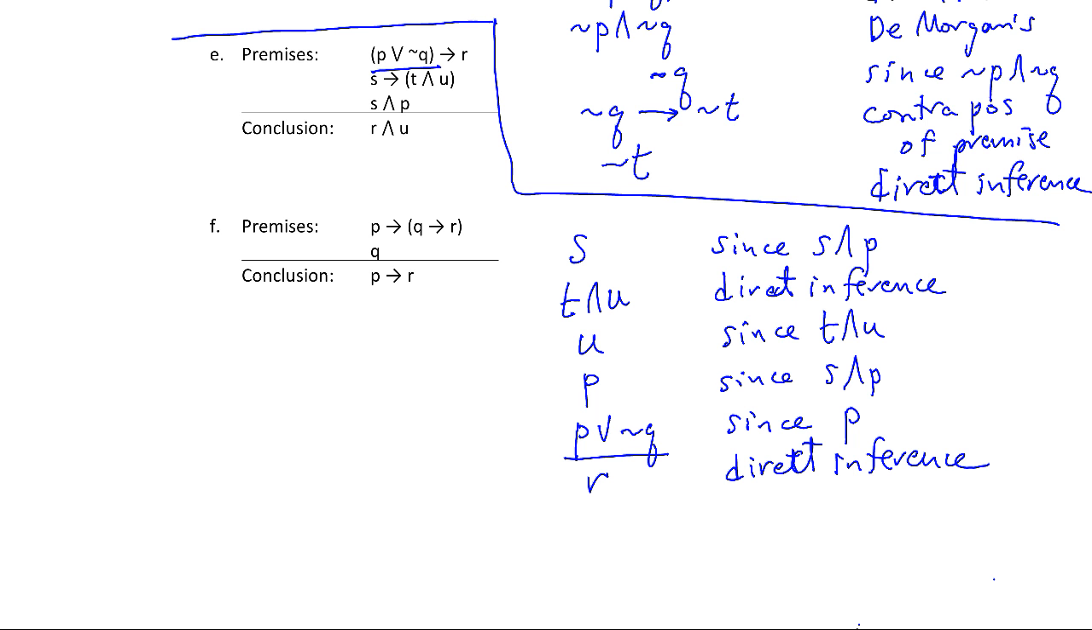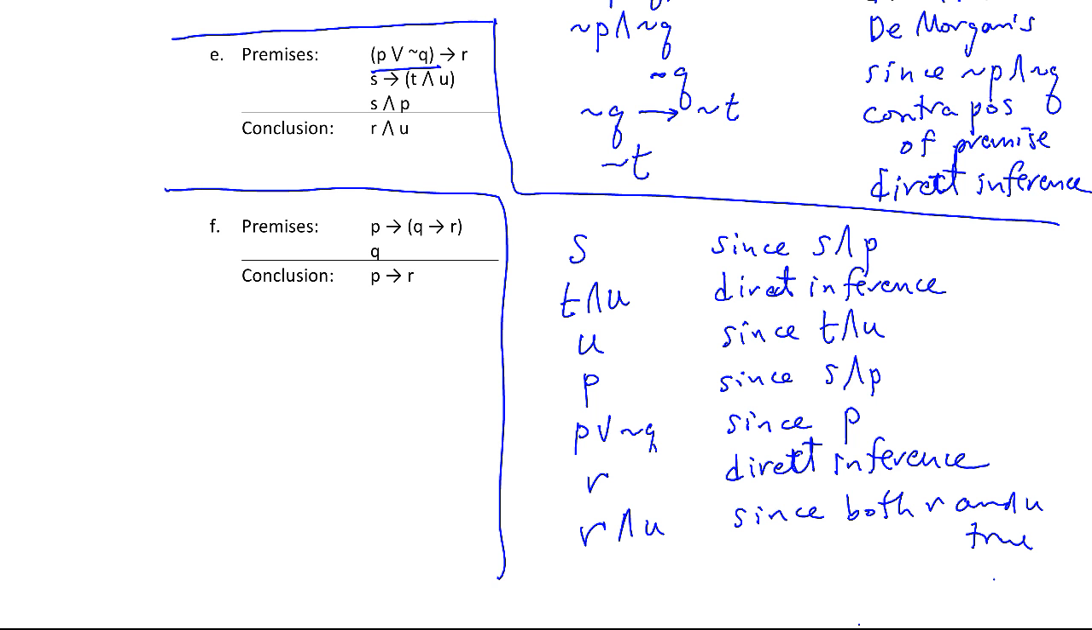And so I'm going to conclude that R and U, since both R and U are true. Okay, so I did it again, multiple steps, but hopefully not too bad, and you can see how it works.